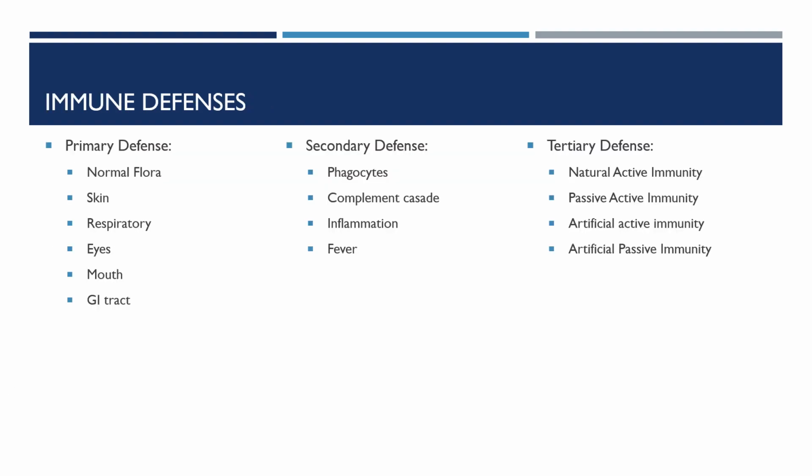So let's talk about the immune defenses and the difference between each one of them. Now, let's start with primary defense. These are your soldiers, all right? This is your first line of defense. Let's break it down. So normal flora, our body has normal flora, and any treatment that disturbs this balance of our normal flora can increase our risk of developing an infection.